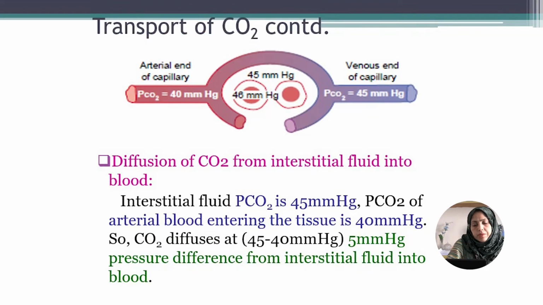Then the transport of carbon dioxide from the interstitial fluid into the blood. Interstitial fluid partial pressure of carbon dioxide is 45 mm of mercury, and partial pressure of carbon dioxide in arterial blood entering the tissue is 40 mm of mercury. So, the 5 mm of mercury pressure difference causes carbon dioxide to diffuse from the interstitial fluid into the blood.